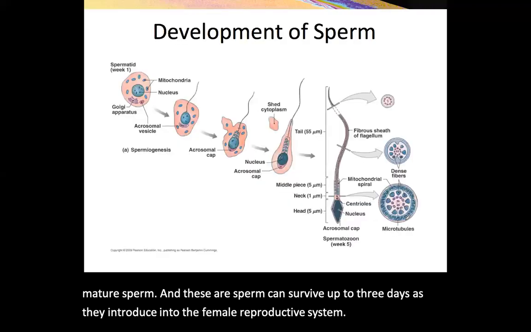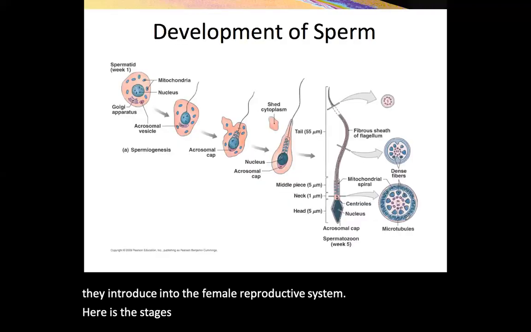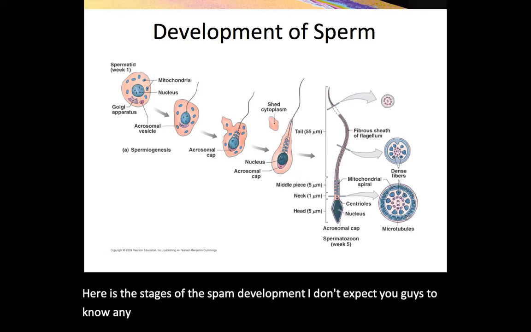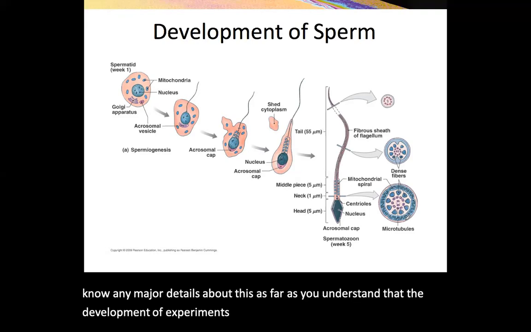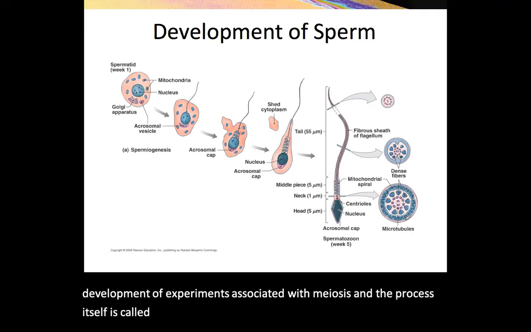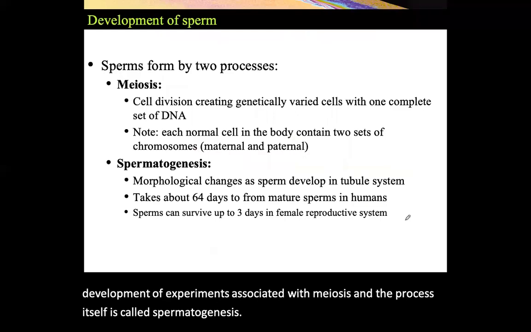Here are the stages of sperm development. I don't expect you to know any major details about this, as far as you understand that the development of a sperm is associated with meiosis, and the process itself is called spermatogenesis, followed by spermiogenesis.